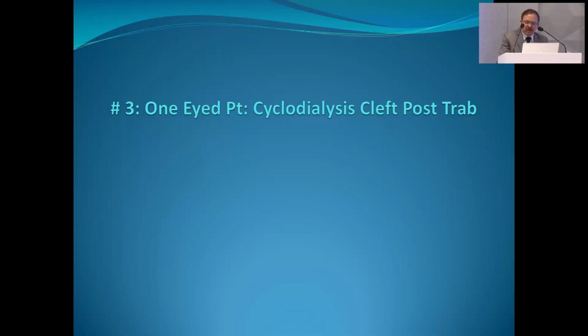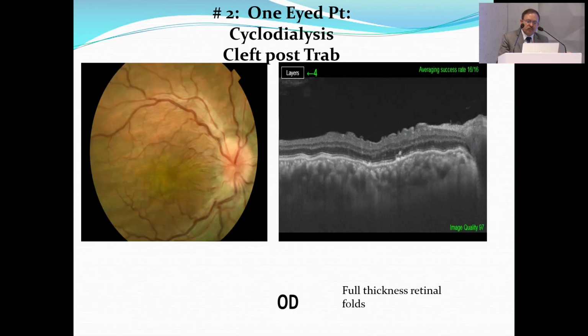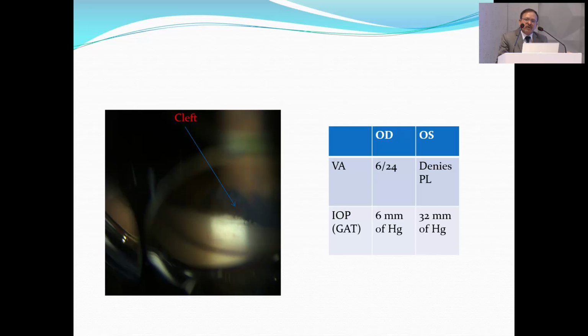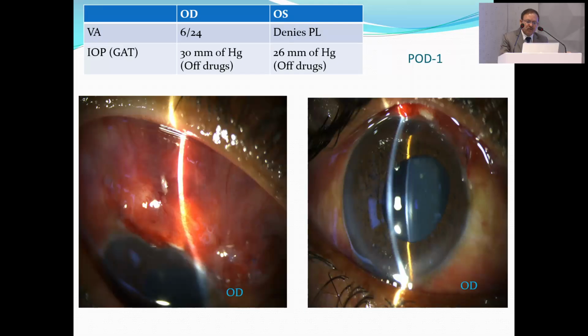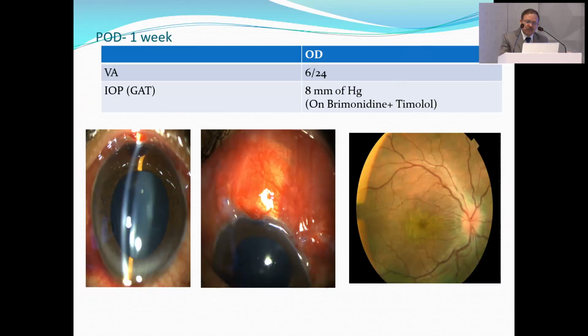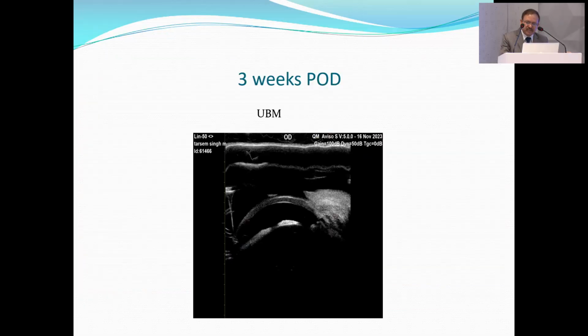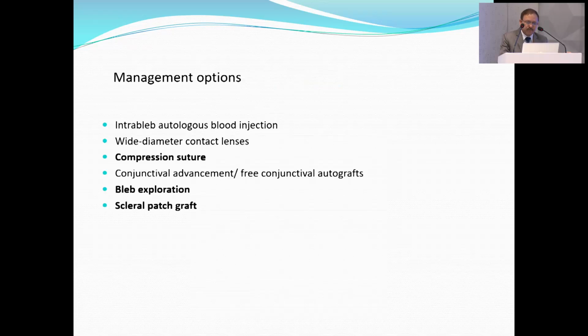So this was a one-eyed patient who was operated for trab, came with hypotony, and because he was one-eyed, we decided to explore the bleb. And the bleb was totally fibrous, but when we did intraoperative gonioscopy, we found a cleft in the bleb. So what I did, I put a scleral patch graft over it, and it settled with this. And post-operatively, the slit was very decreased and pressure was well controlled.